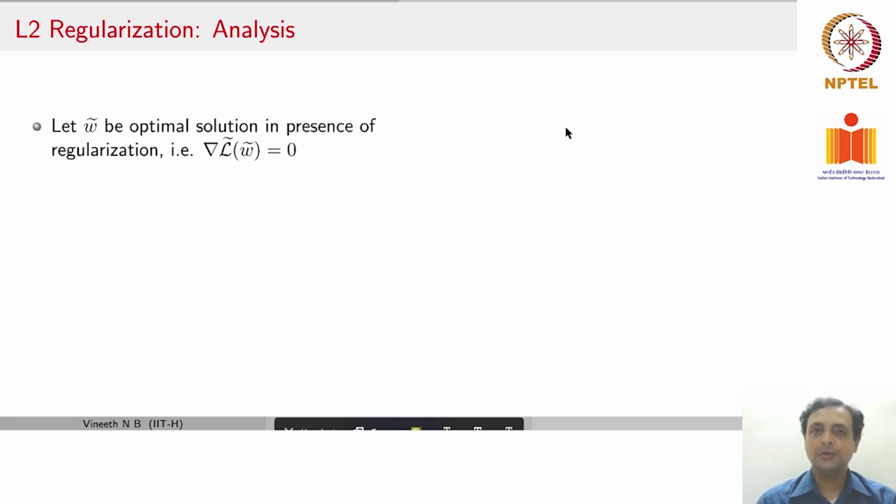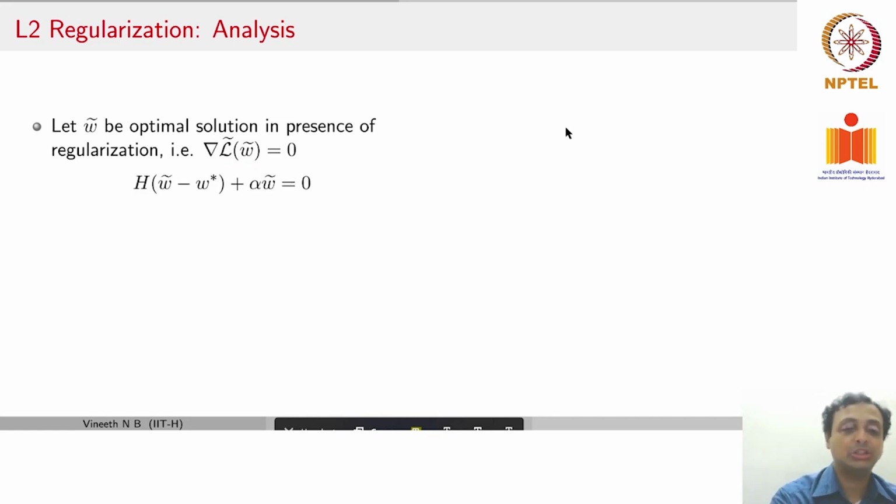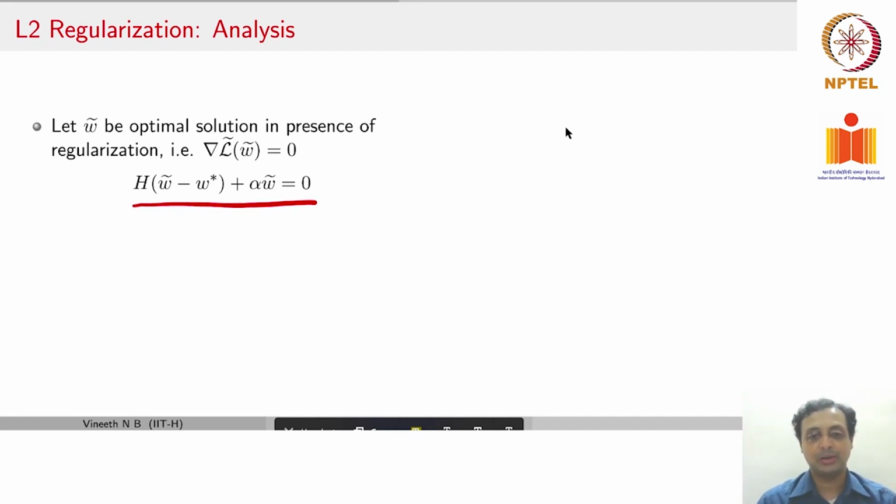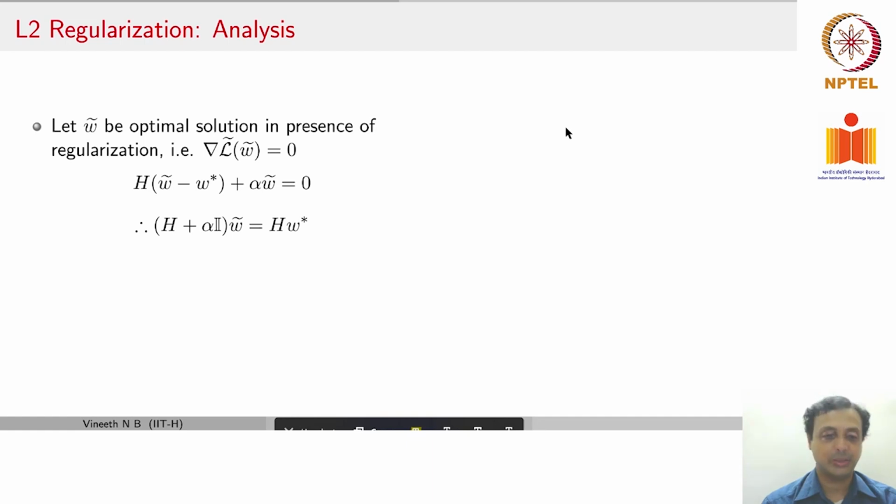Let's now consider w tilde to be the optimal solution in the presence of regularization, which means grad of L tilde at w tilde is going to be 0, which means H(w tilde minus w star) plus alpha w tilde is equal to 0, because we just showed on the previous slide that grad of L tilde can be written this way. Since that's 0, this also ought to be 0. Now let's rearrange the terms a little bit.